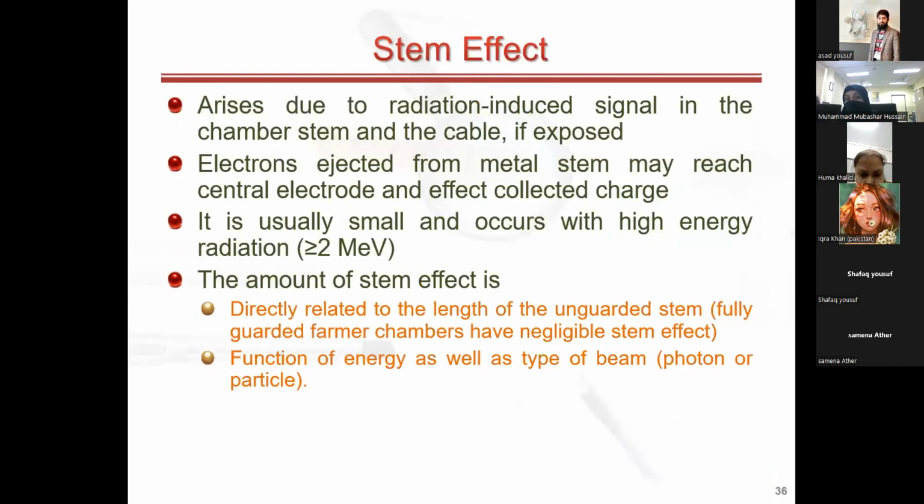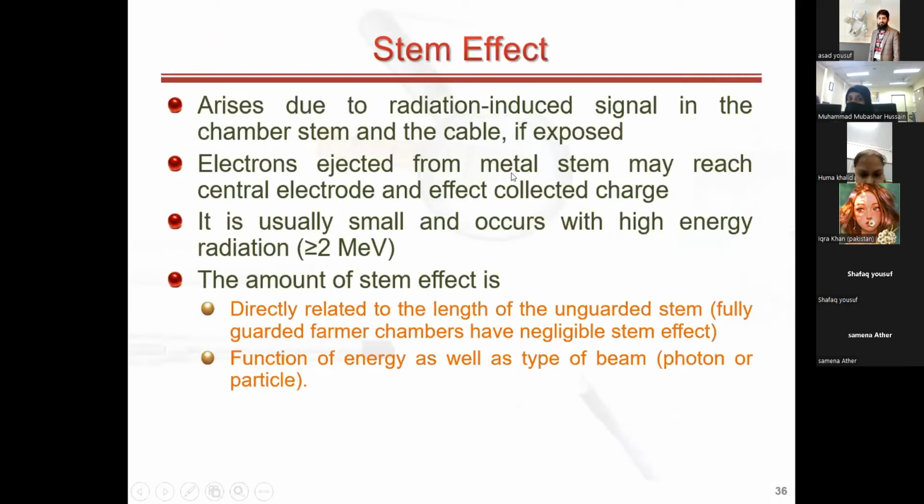So there is another effect, the stem effect. It occurs when part of the stem or part of the cable is irradiated. It is in the radiation beam and produces a radiation-induced signal.